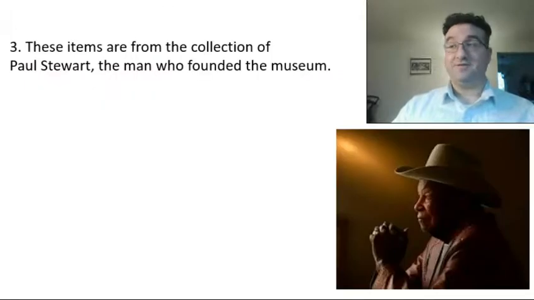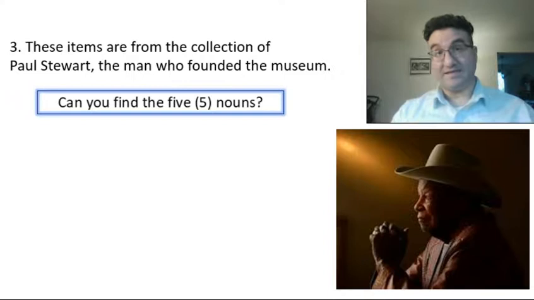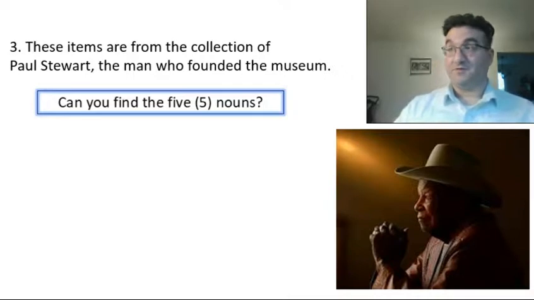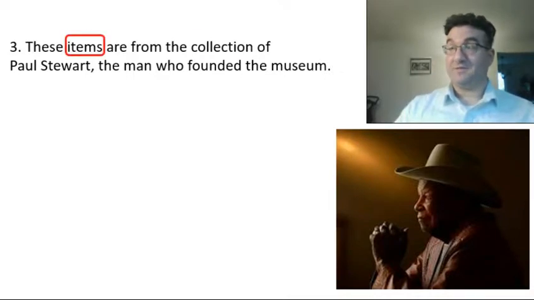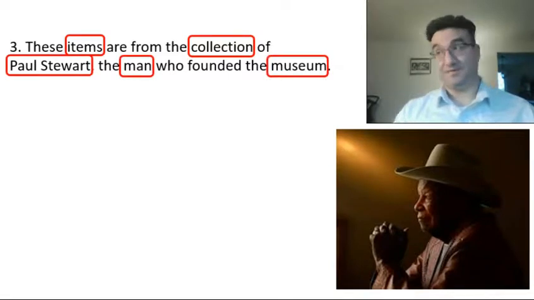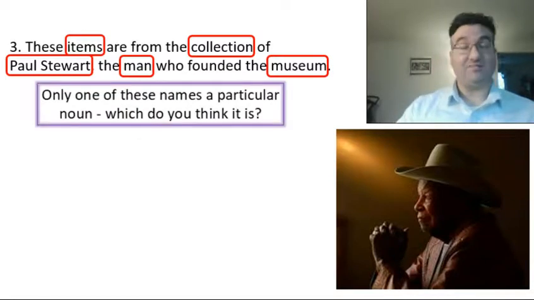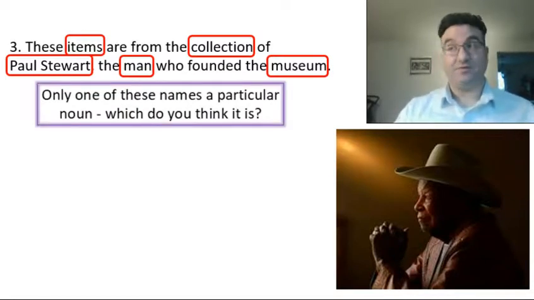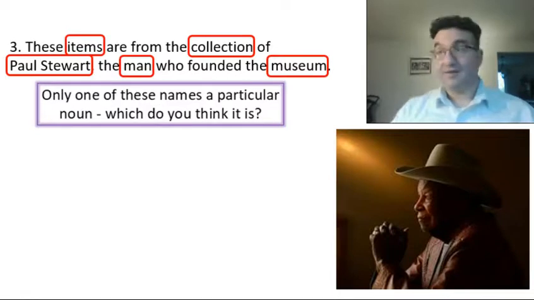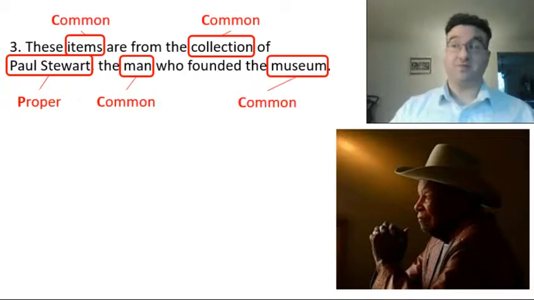Next we have, these items are from the collection of Paul Stewart, the man who founded the museum. You can see him in the picture there. Can you find the 5 nouns we have in this sentence? First we have items, collection, Paul Stewart, man, and museum. So when we look at these, only one of these names a particular specific noun. Which do you think it is? If you noticed that it's Paul Stewart, that's the proper noun, which makes all the rest of them common nouns.